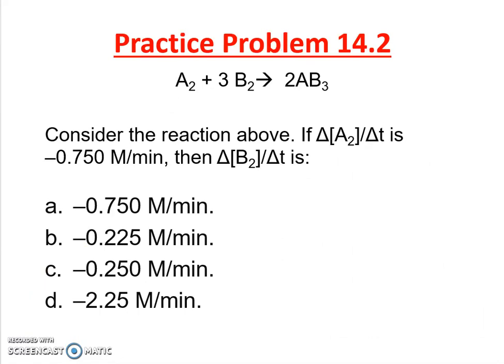We could also look at other practice problems where we can relate the rate of one reactant or product to another reactant or product. In practice problem 14.2, we're considering the reaction above, where you're given the rate for reactant A2, and I want you to find the rate for reactant B2. Pause the video and solve the problem. Okay, so what we see is that the answer is going to be D, where it's going to be 3 times the rate of A.